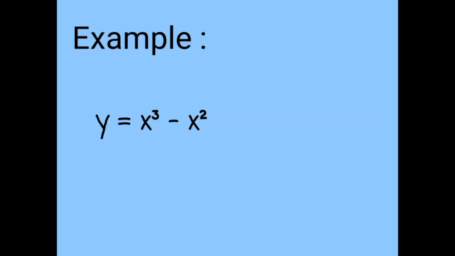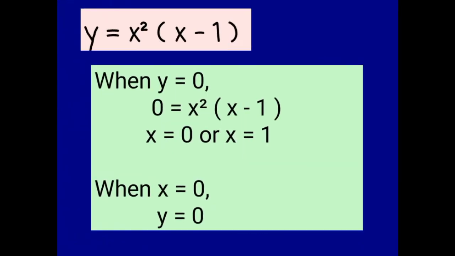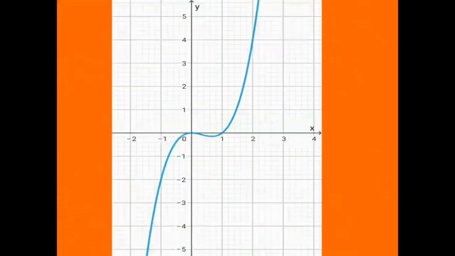y = x³ − x². Factorize, so it's y = x²(x − 1). When y equals 0, x equals 0 or x equals 1. And when x equals 0, y equals 0. Here, x = 0 is a double repeated root, and since the coefficient of x³ is positive, the graph y = x³ − x² takes a shape like this.